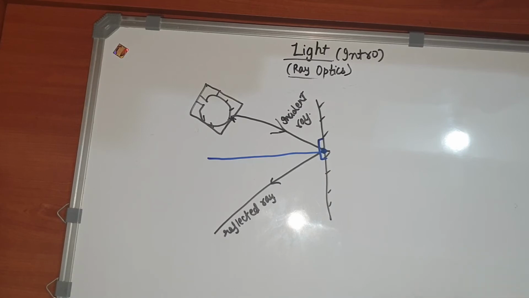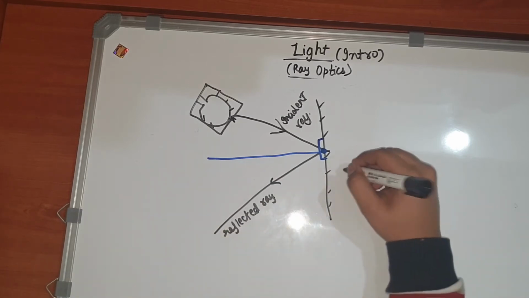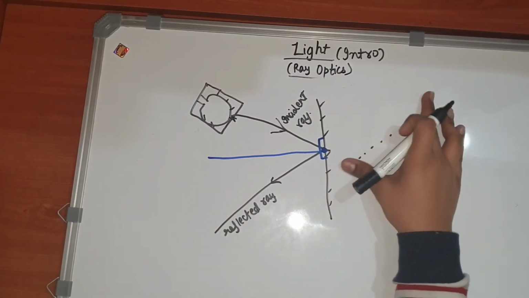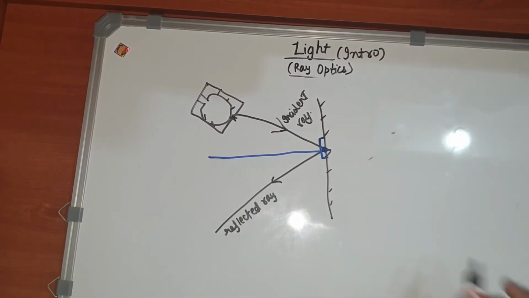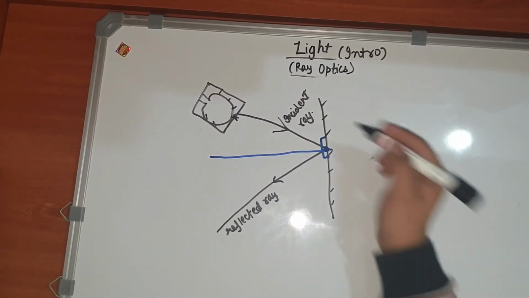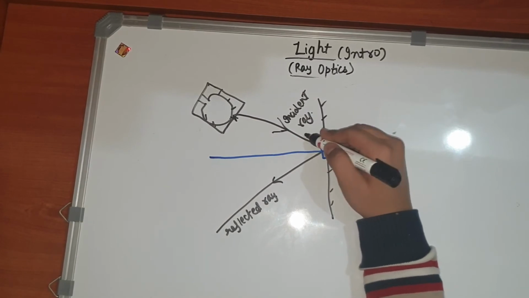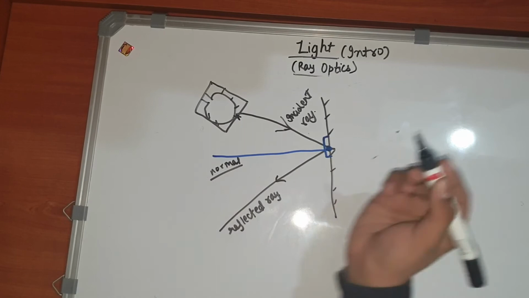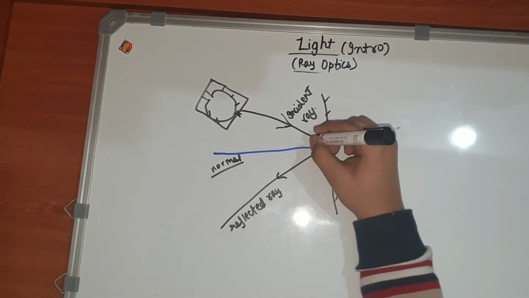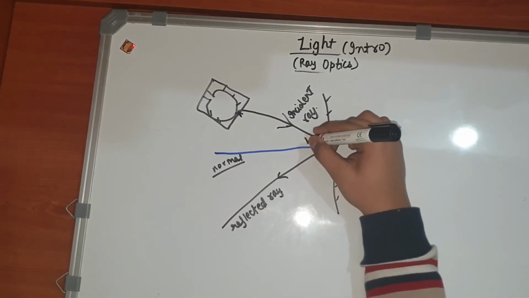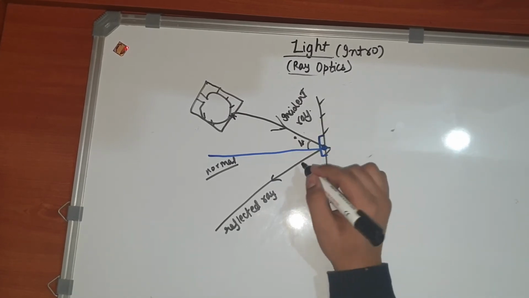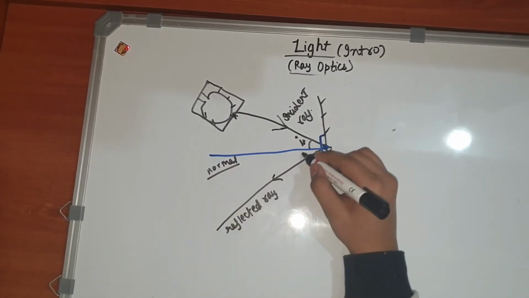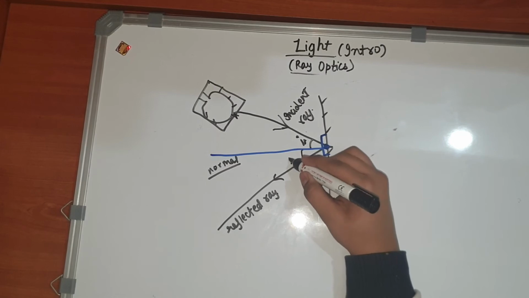Okay, it is an imaginary line, so we can also draw it as a dotted line. I have drawn this to show you all. So the angle between the incident ray and the normal, let me write it, normal, is known as angle of incidence, and the angle between the normal and the reflected ray is known as angle of reflection.